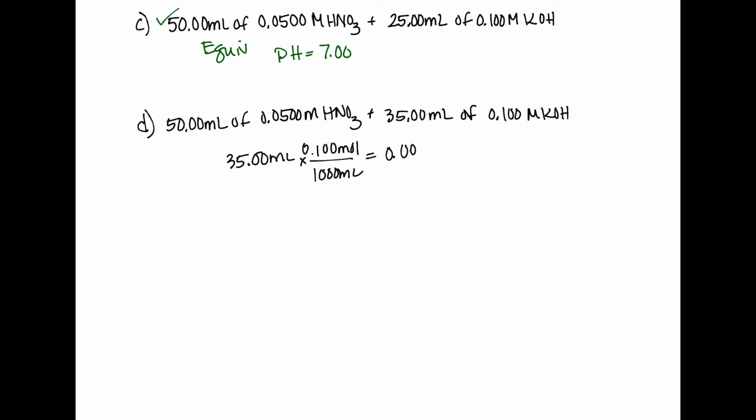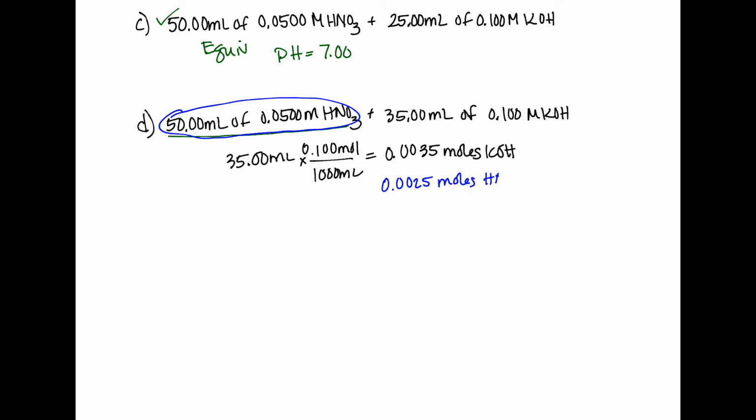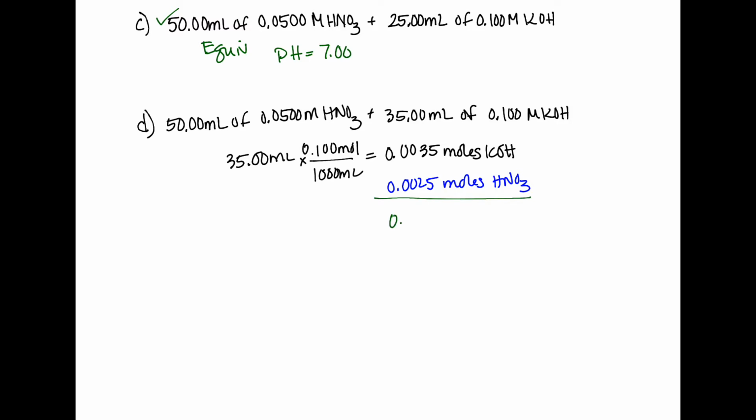And that's 0.0035 moles of KOH. So now we have to calculate how much acid we have in there that would neutralize some of that KOH. We actually did that calculation back in part B. We found that 50 milliliters of a 0.05 molar solution was equal to 0.0025 moles of nitric acid. So when you do the subtraction there, you get 0.0010 moles of KOH was left over.